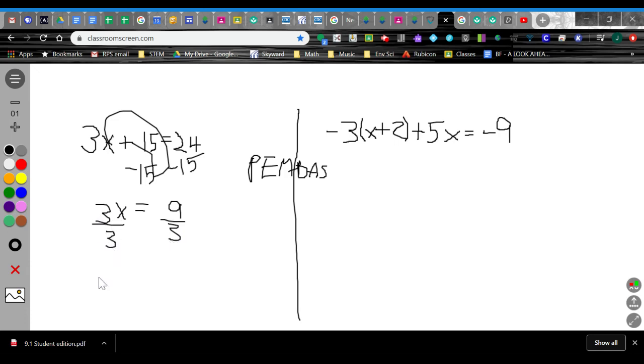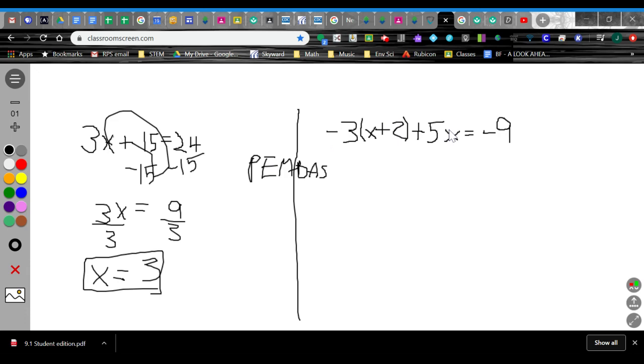So 3x divided by 3 is just x, because that's 1x, because 3 divided by 3 is 1. 9 divided by 3 is 3. So my answer here is 3. So x is 3. So when x is 3, this equation is true, because 3 times 3 is 9. 9 plus 15 is 24.